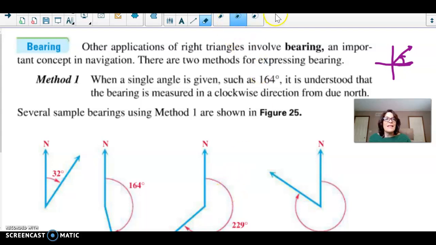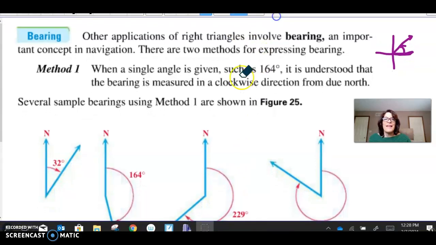Hi guys, last section of chapter 2. Okay, this is it. We're going to just apply the trig that we learned to some real world applications. One of them involves the word bearing. It's used a lot in navigation.